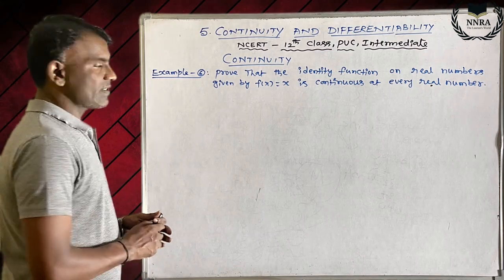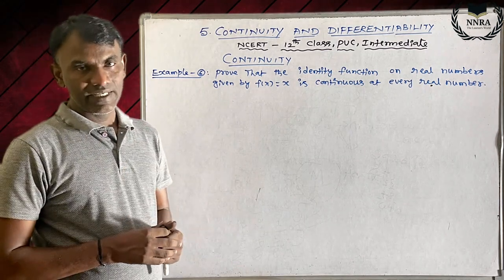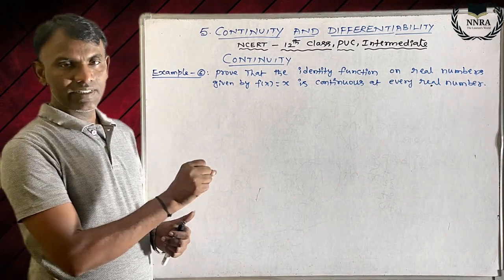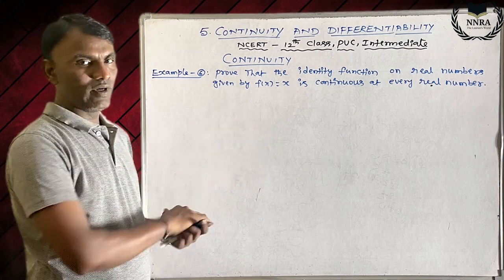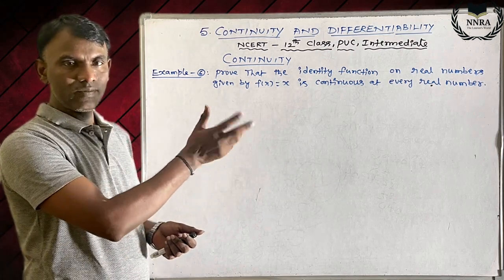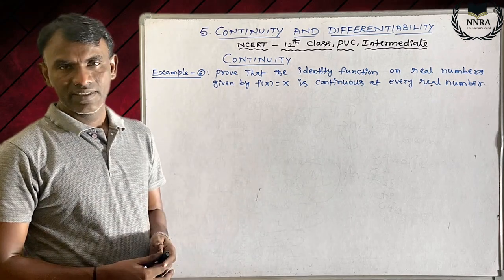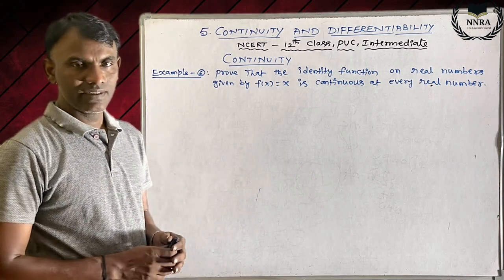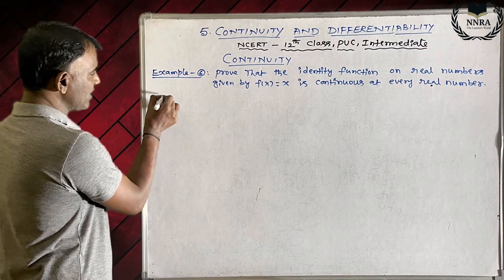Okay. So first we take one real number, either a or c. We show that the function is continuous at that point. So if it is continuous at that point, then at every point the given function is continuous. Then finally we write that conclusion. Clear? Now see what is the given function here.